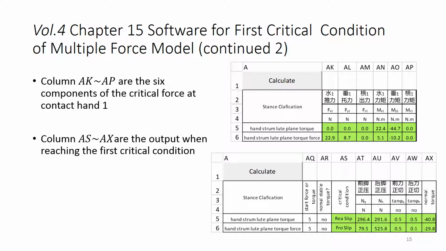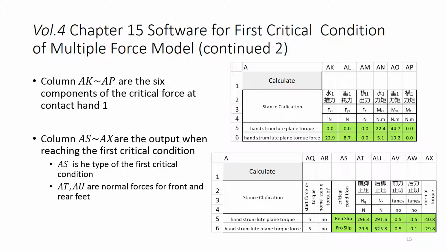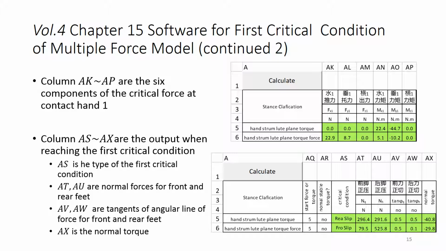Column AS to AX are the output when reaching the first critical condition. AS is the type of first critical condition. AT, AU are normal forces for front and rear feet. AV, AW are tangents of angular lines of force for front and rear feet. AX is the normal torque.